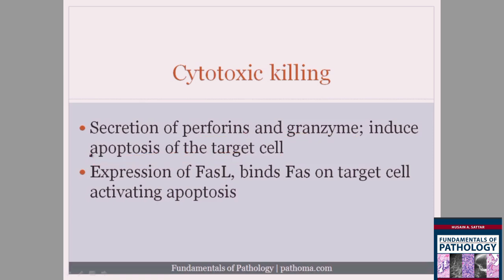Another way by which the CD8 positive T cells kill is that they actually express something called Fas ligand. Now Fas ligand has the ability to bind Fas on the target cell, and Fas is an activator of apoptosis. And if you recall, again, let's do a little circular review. Remember that there are three ways by which we activate the caspases. You remember those? So one way was the intrinsic mitochondrial pathway, and that was really driven by cytochrome C leaking out from the mitochondria and activating the caspases.